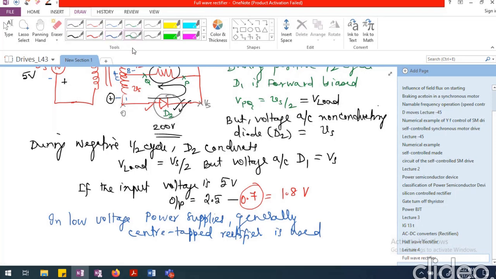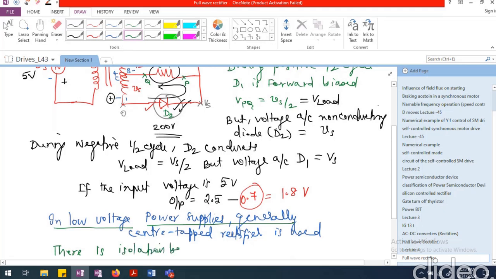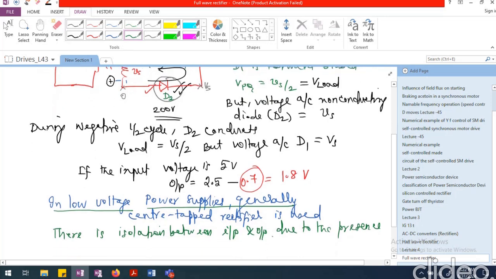And one more thing what we see is we have the transformer in the input. So there is isolation between input and output due to the presence of transformer. The transformer's presence is going to allow isolation between the input and output.